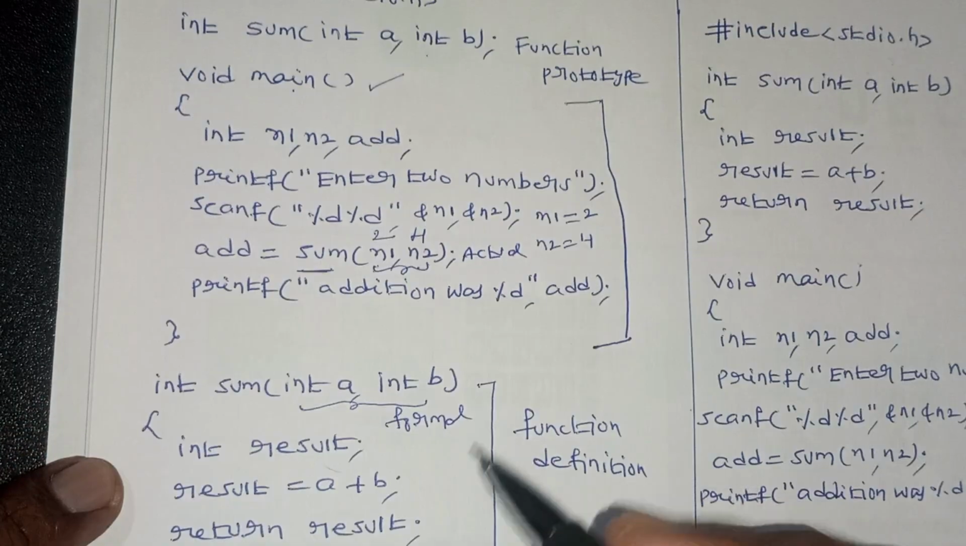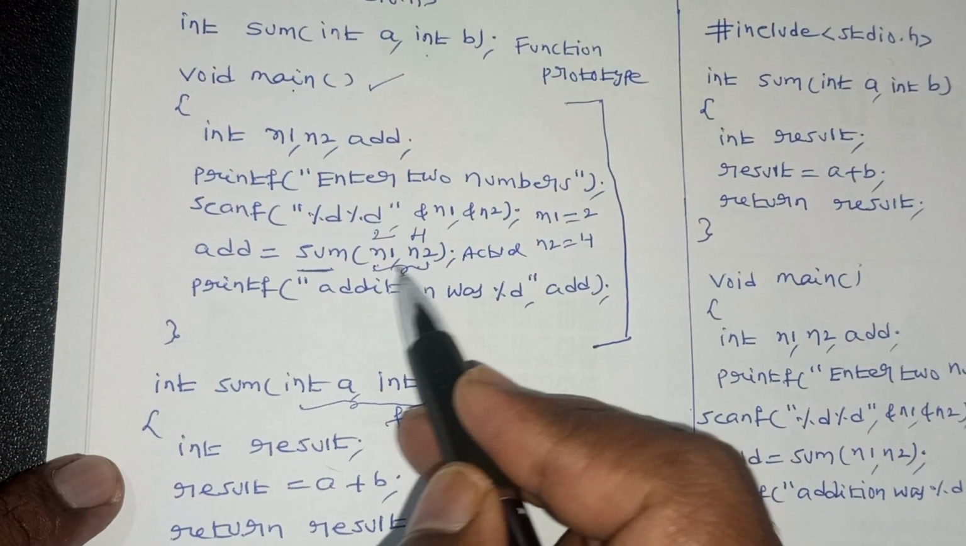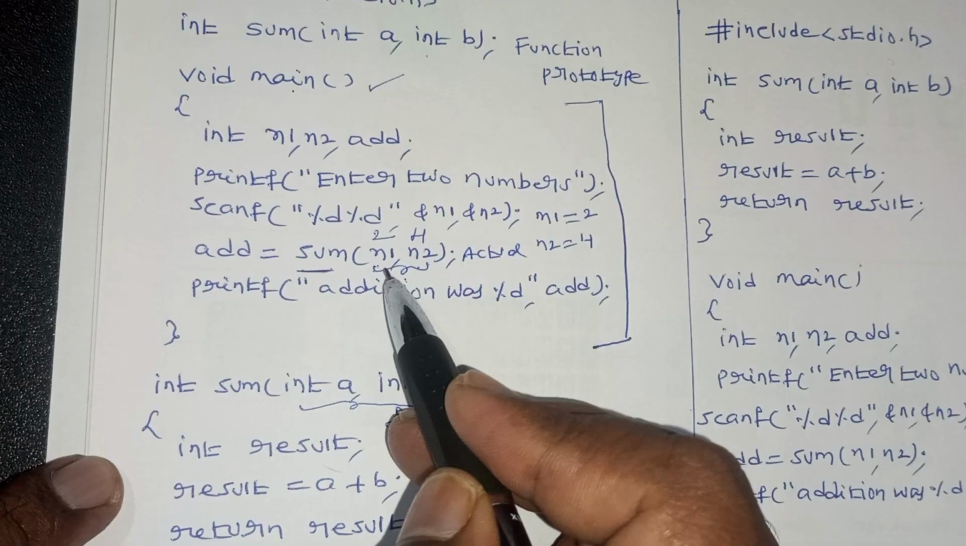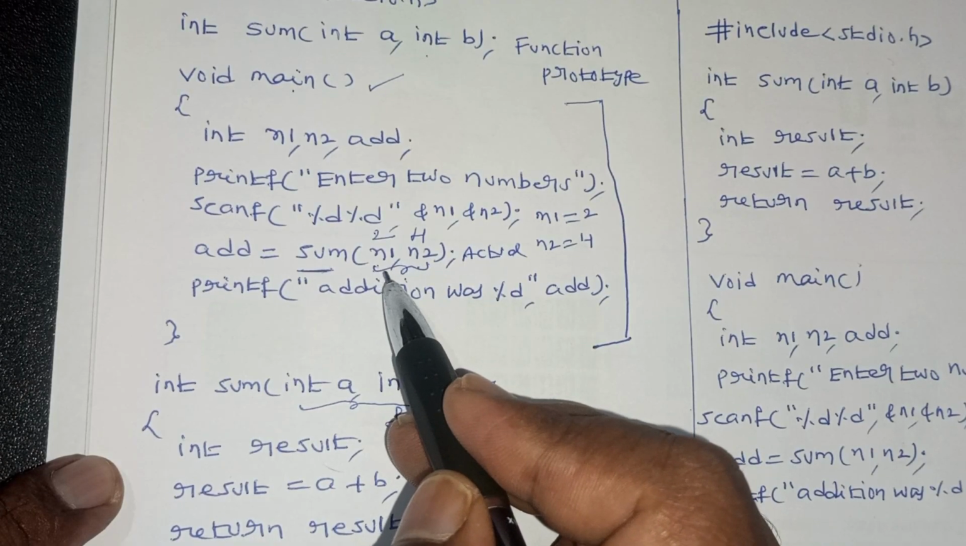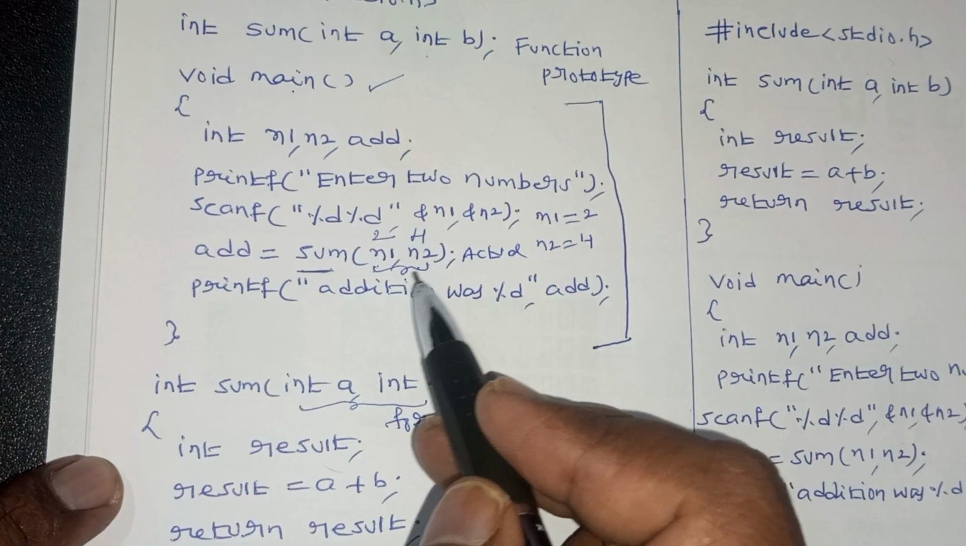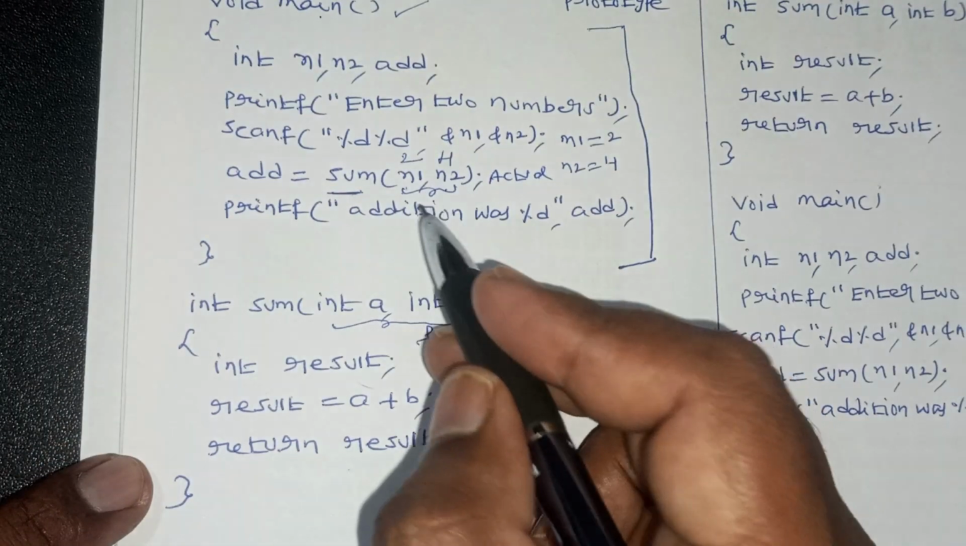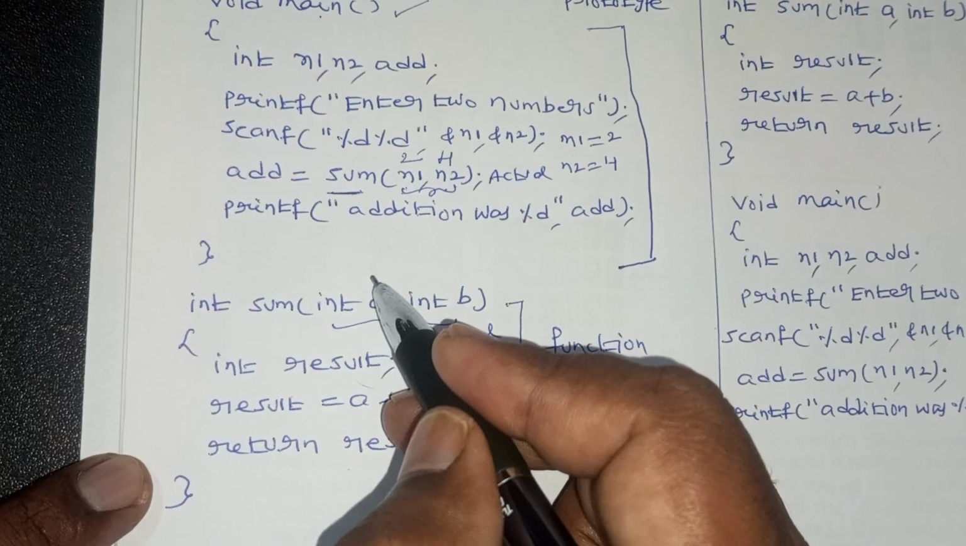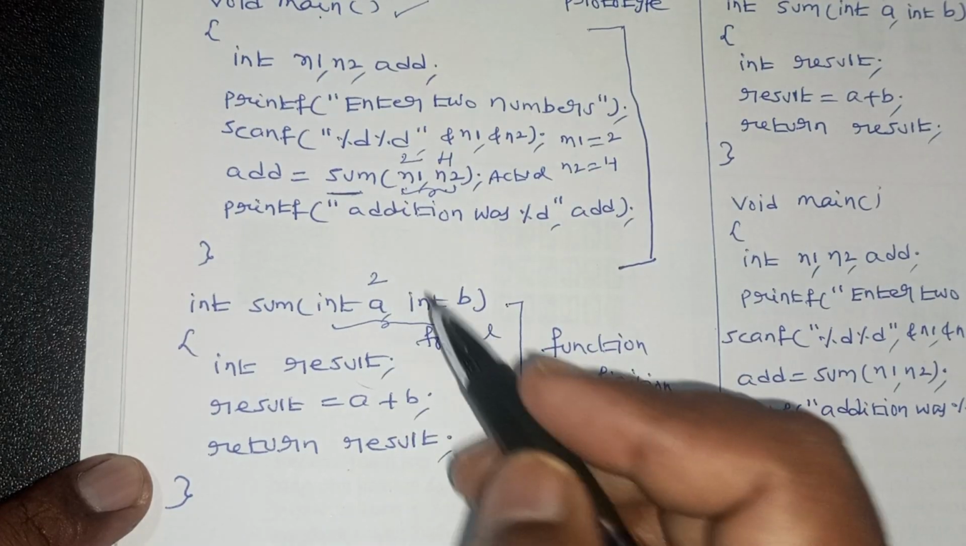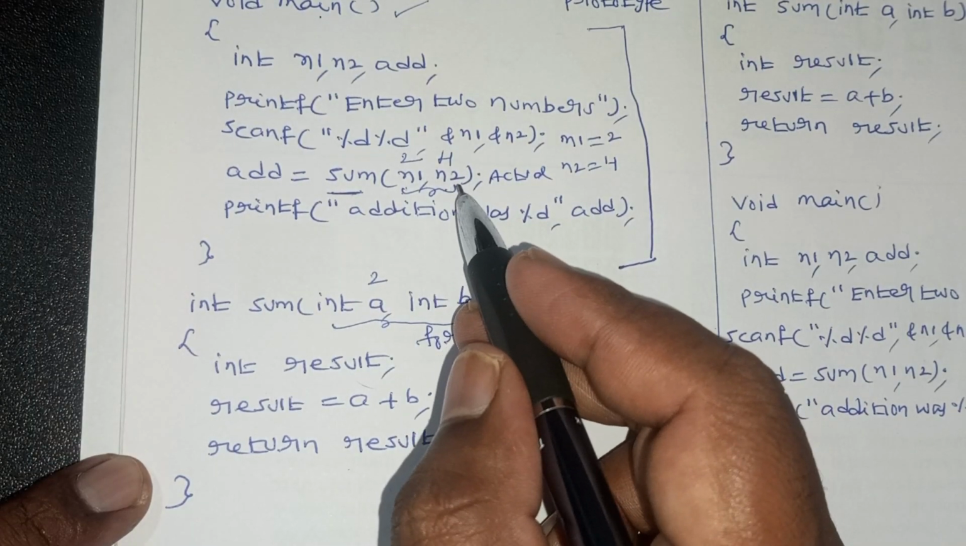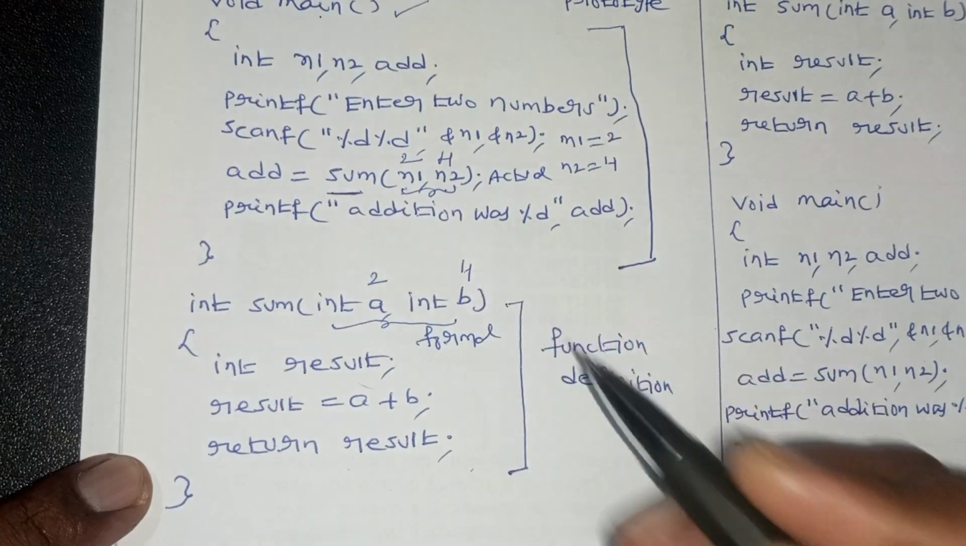Very simple. These are called arguments. What type of arguments? Actual arguments or actual parameters. Now n1 equal to 2 is taken into a equal to 2. And n2 is 4, which is taken into b equal to 4.